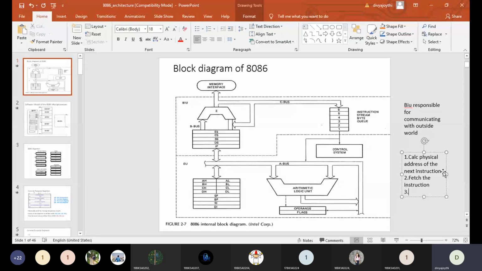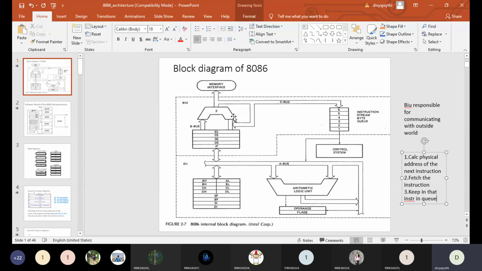Once the instruction is ready with BIU, it will keep that instruction in the queue. So these three are the major functions executed by the bus interface unit. First is calculation of the physical address. Next it will move to that physical address and fetch that instruction. Third, once the instruction is ready, it is maintained in the queue.